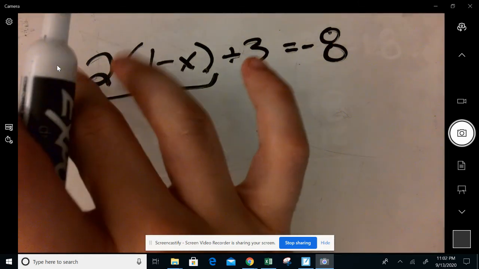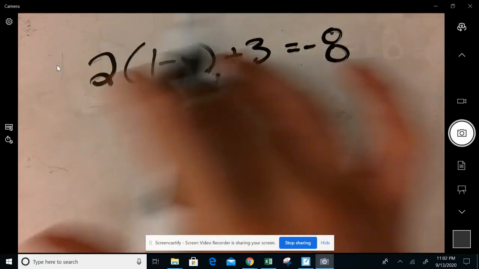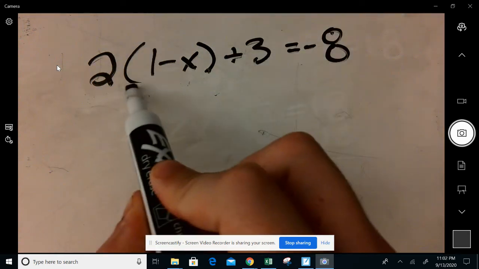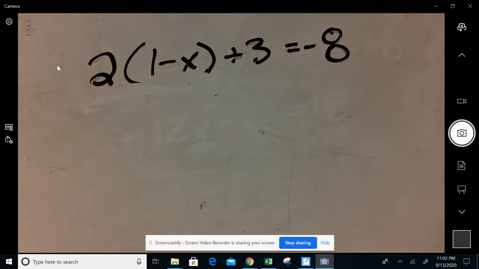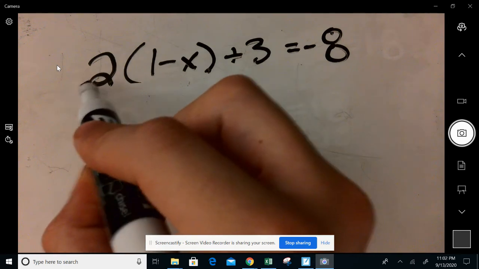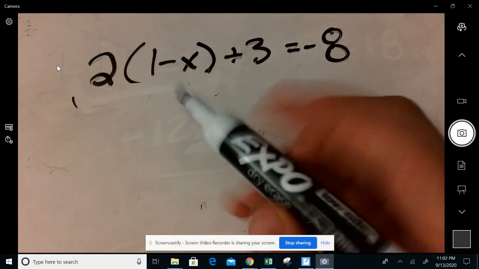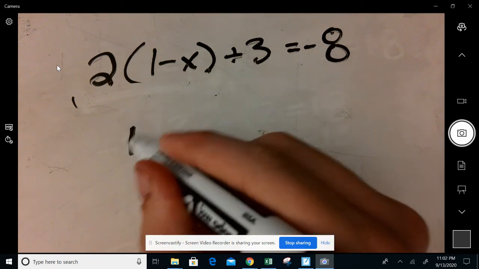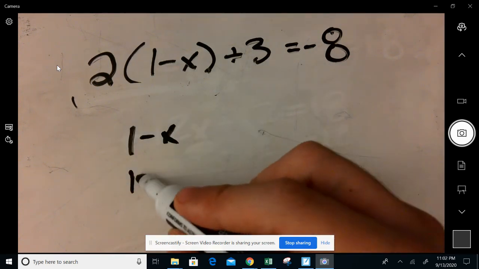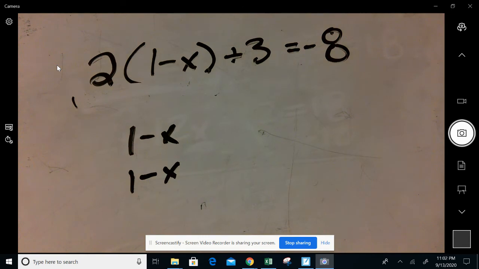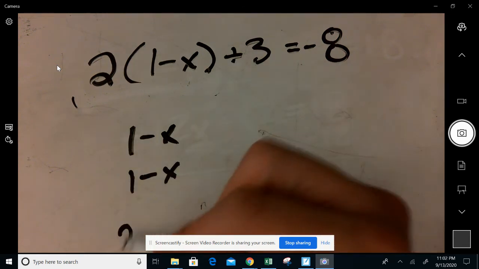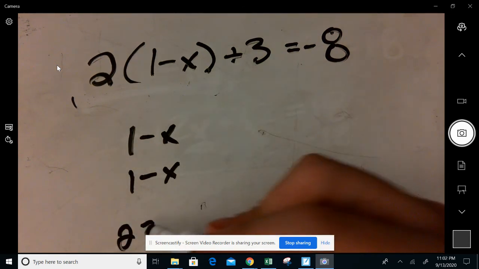And the way we're going to do that is, let's just deal with this whole thing that I had underlined, 2 times 1 minus x. And so we talked about this. What this means, just this right here, is 2 of these, 1 minus x. Now we could write it out. We have one of these, and we have another one. How many ones do we have? Well, now we have 2, and we have 2 negative x's.